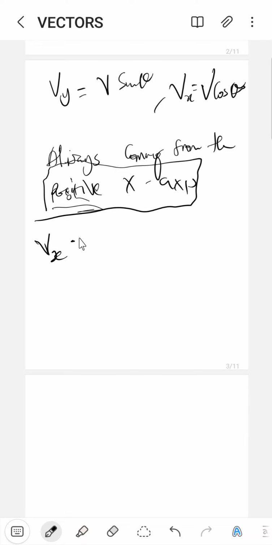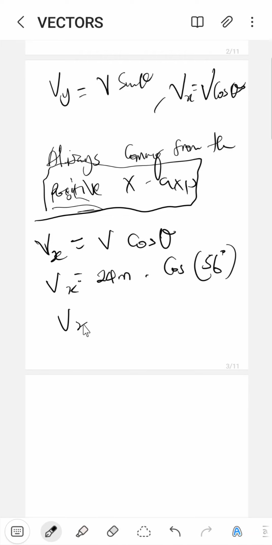The vector component of x is v cos theta. Now v is the magnitude of the resultant, which is 24 meters, and theta is 56 degrees, so vx is equal to 24 cos 56 degrees. Using your calculator, cos 56 degrees multiplied by 24 gives you 13.4 meters. That's basically it.